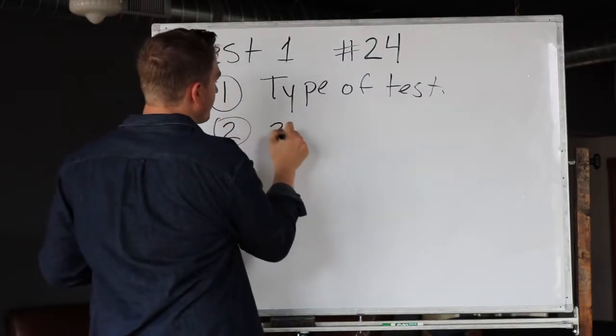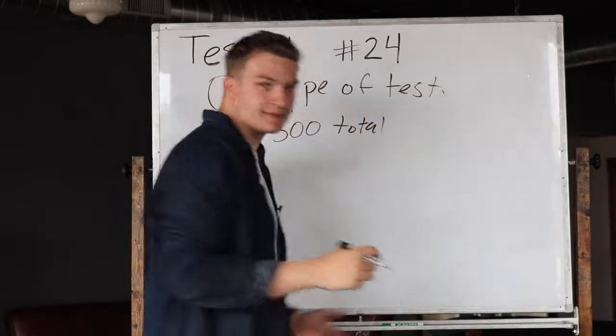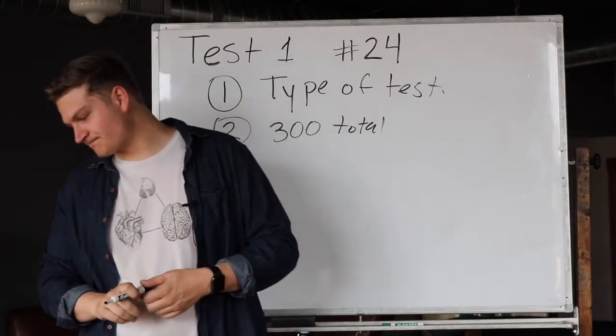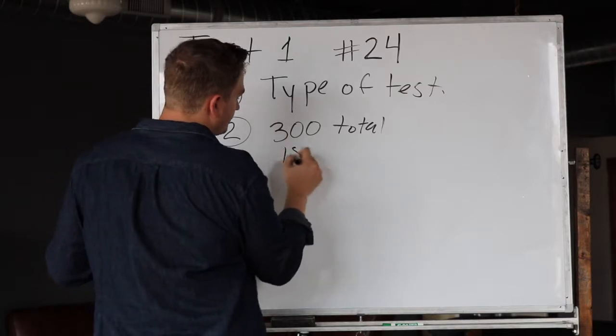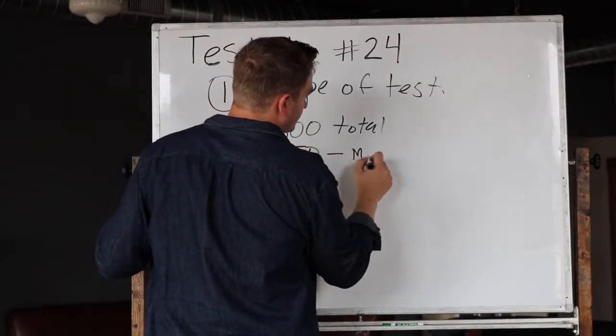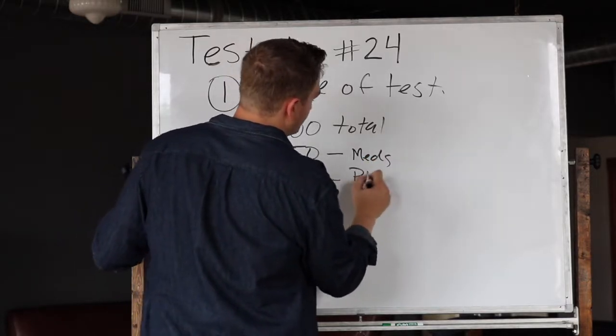We know that there were 300 total participants in this trial, in this study, or whatever it was. We know that of this 300, 150 people received medication, and 150 received a placebo.